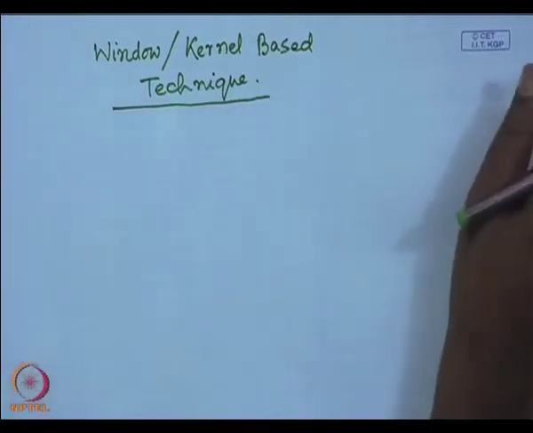So, in this window or kernel based technique, what we have said is each sample, each feature vector, is a representative of a probability density function. And this probability density function has to be so normalized that the total area or the total volume under the probability density function remains equal to 1. So, in the simplest case, we assume that every sample represents a probability density function which is a delta function. So, we started with an example.